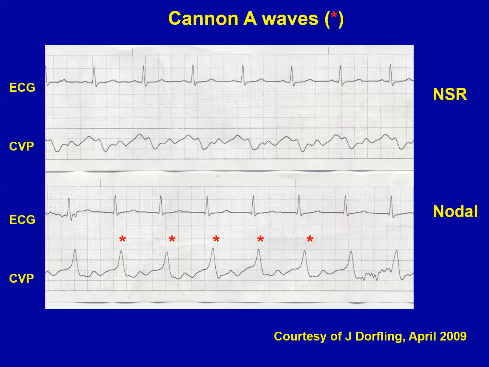This shows an example of these Canon A waves in the central venous pressure. On the first two columns, we show the ECG and the central venous pressure while the patient's in normal sinus rhythm, and the bottom two waves show when the patient is in nodal rhythm, and note the tall spiking Canon A waves when the patient is in nodal rhythm.